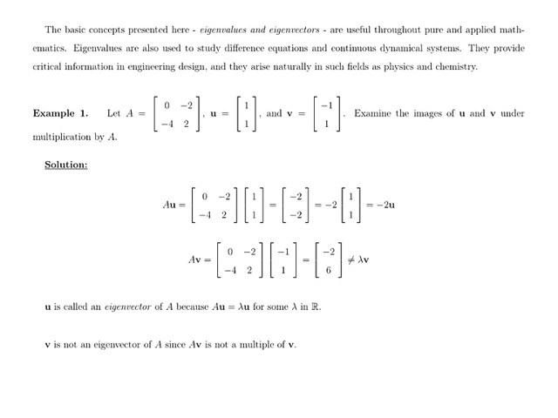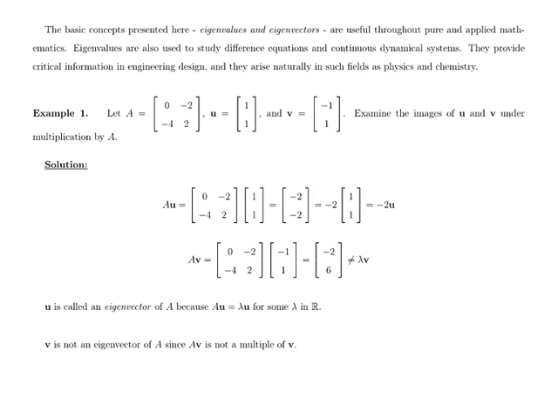So let's look at what an eigenvalue and what an eigenvector is with this first example. Let A be the 2 by 2 matrix 0, -2, -4, 2, and we're going to examine two vectors, u and v. Let's examine the images. Remember, images means what happens when I multiply by A to u and v.